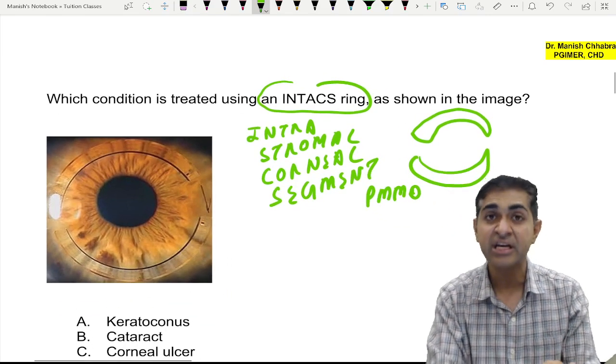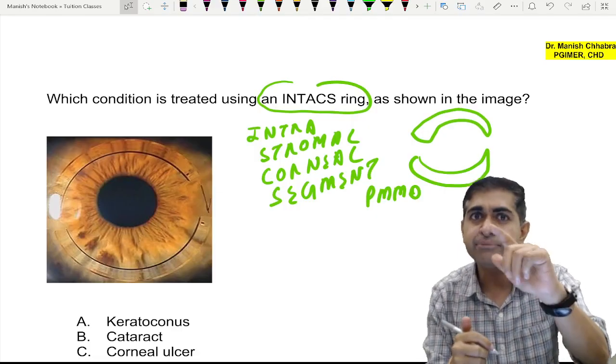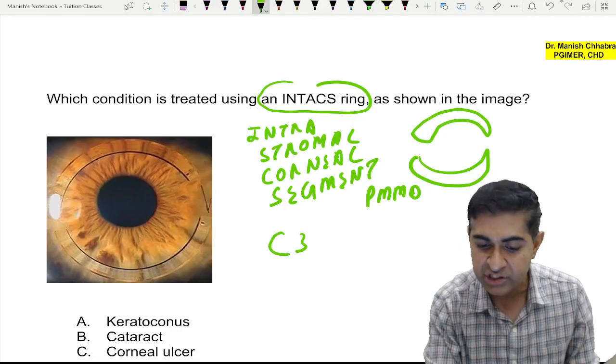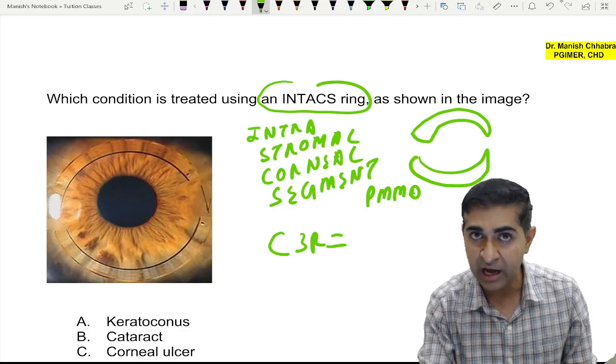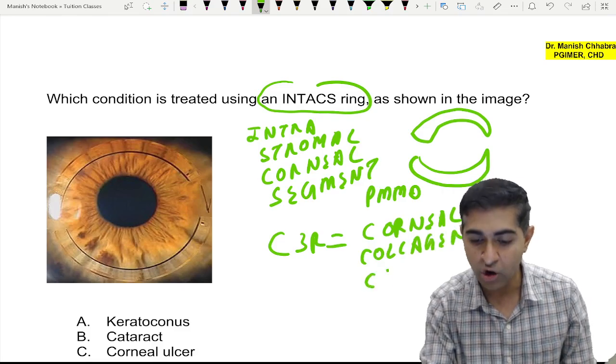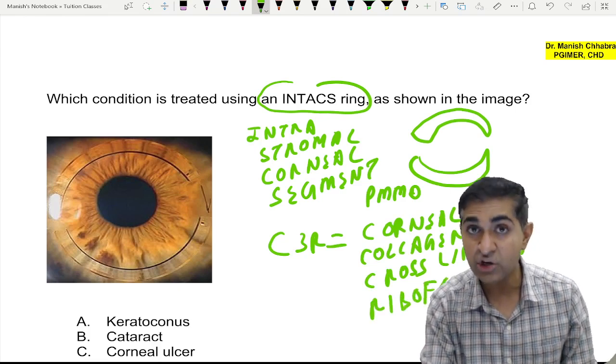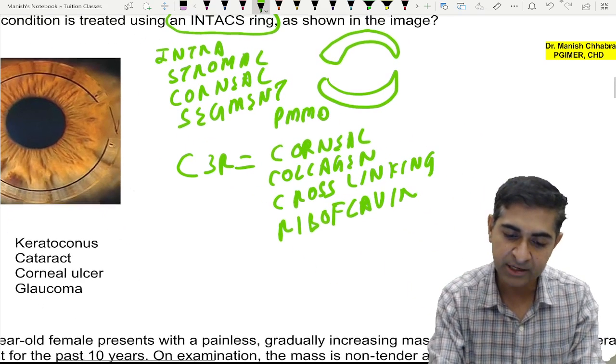So what happens is, if the patient is having keratoconus, can you tell me which is the treatment of choice for keratoconus? It is C3R. C3R is corneal collagen cross linking with riboflavin. अभी समझाता हूं आपको ये होता क्या है. ठीक है, ये देखो C3R बन गया ना हमारा.